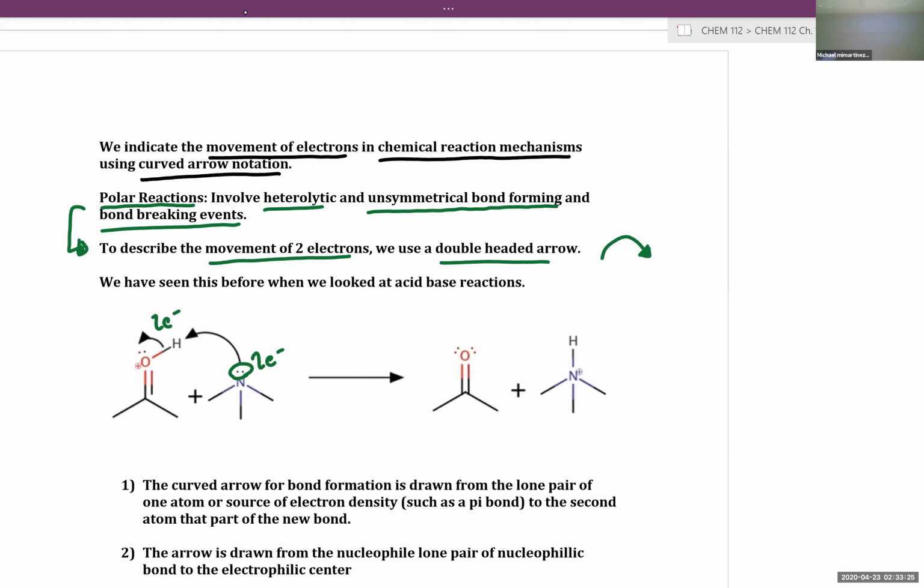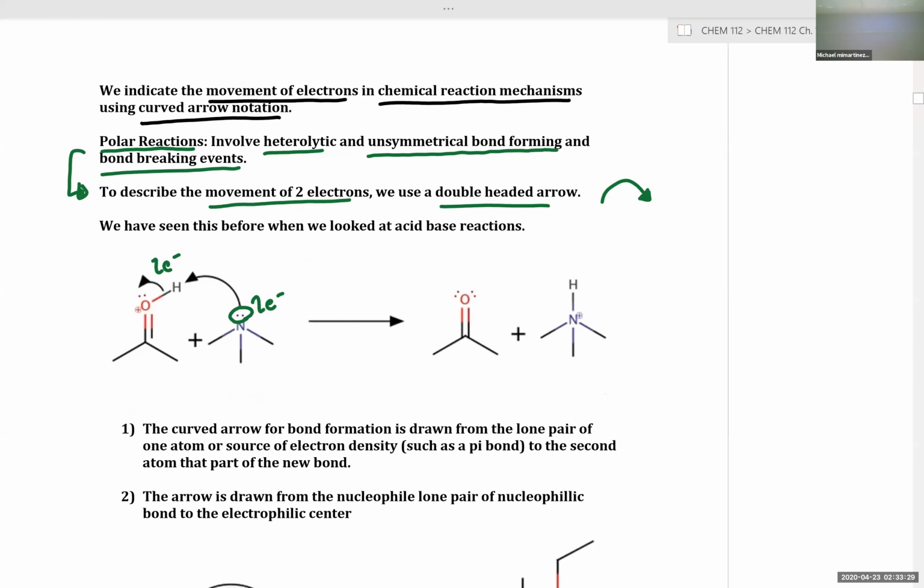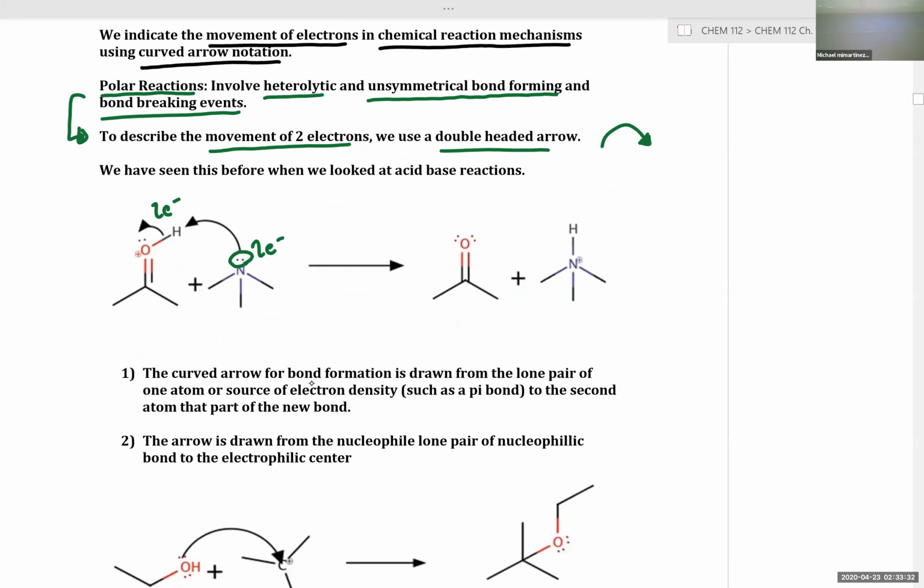So this is very similar to what we've seen in acid-base chemistry. The curved arrow for bond formation is drawn from the lone pair or source of electron density, such as a pi bond, to the second atom that's part of the new bond. The arrow is drawn from the nucleophilic lone pair or nucleophilic bond to the electrophilic center.